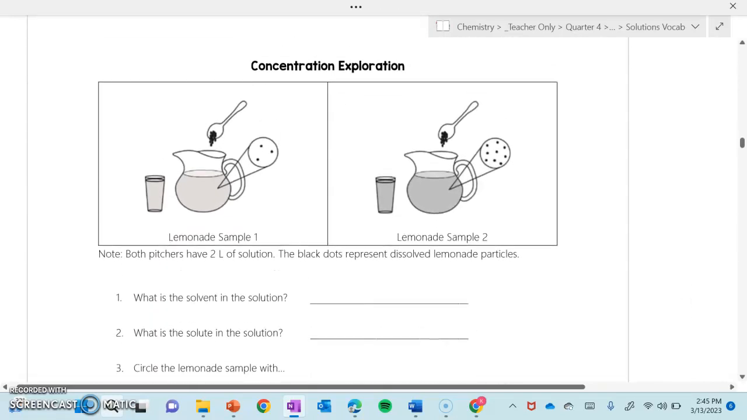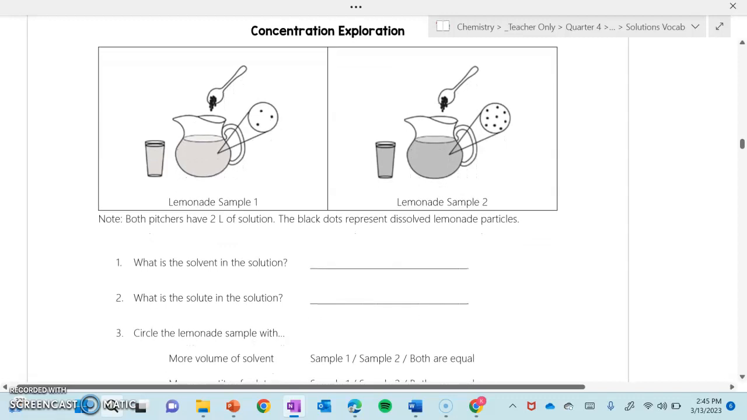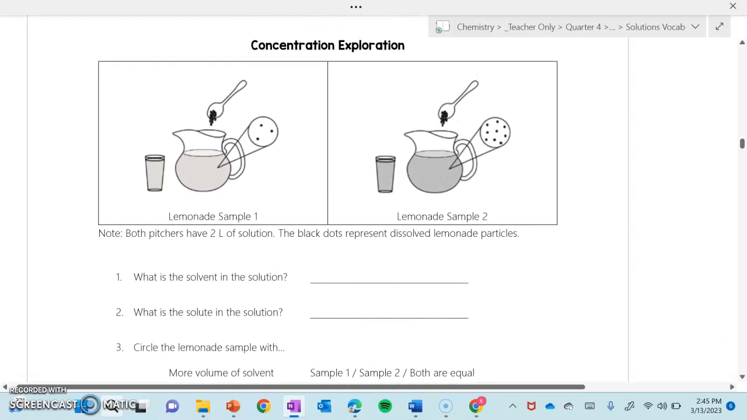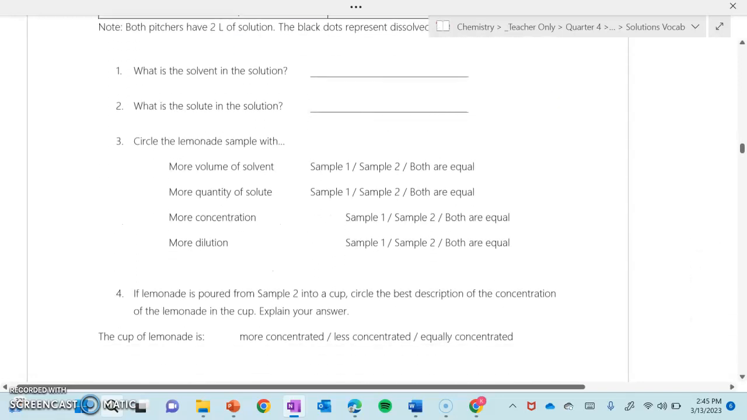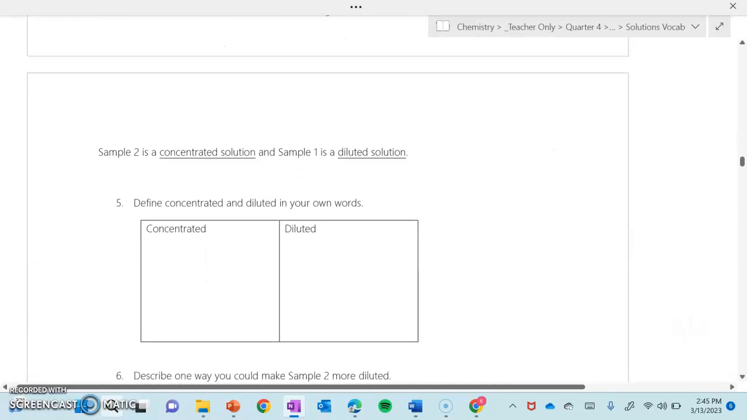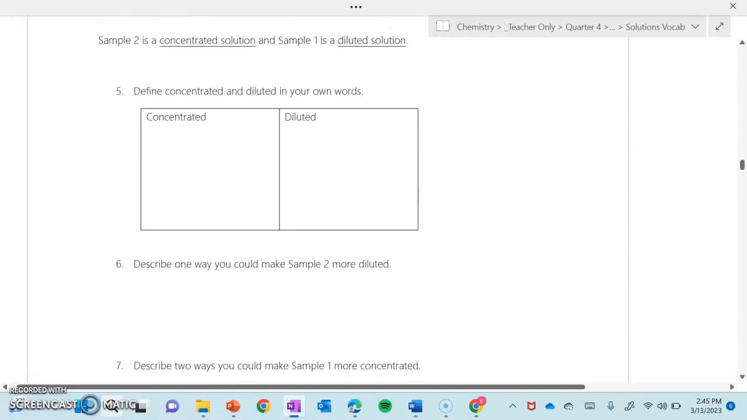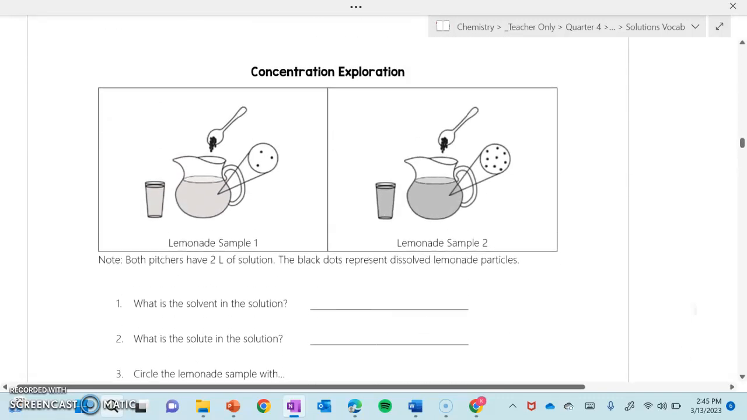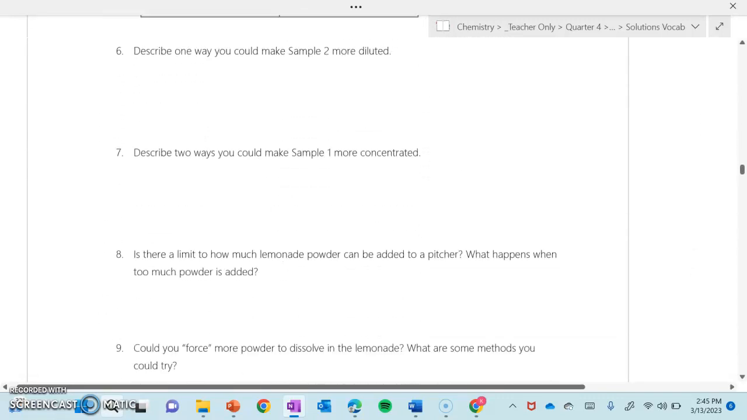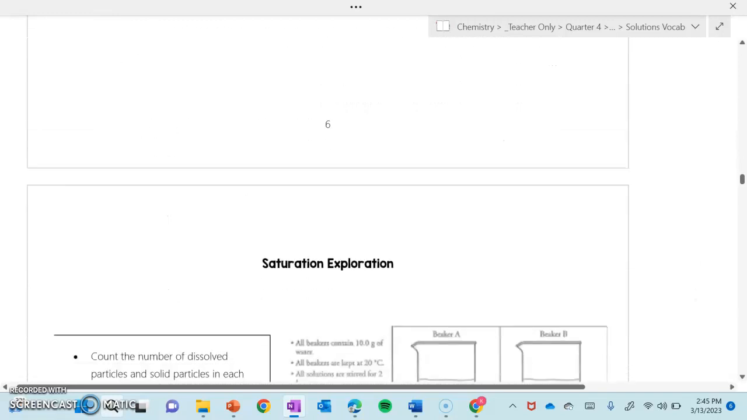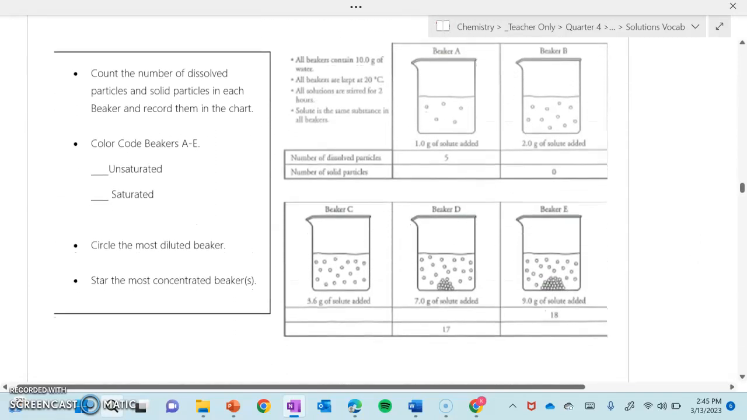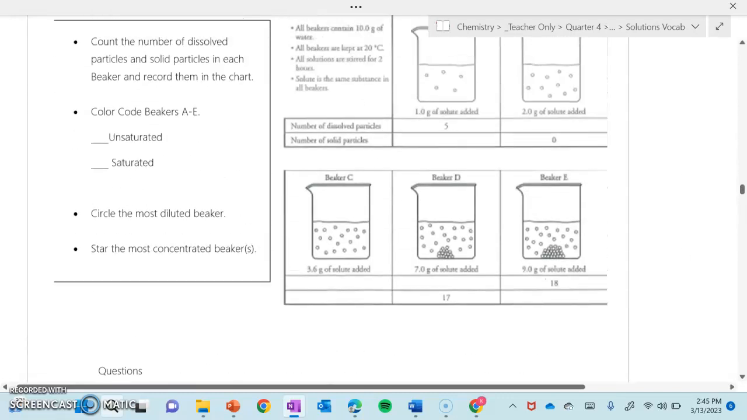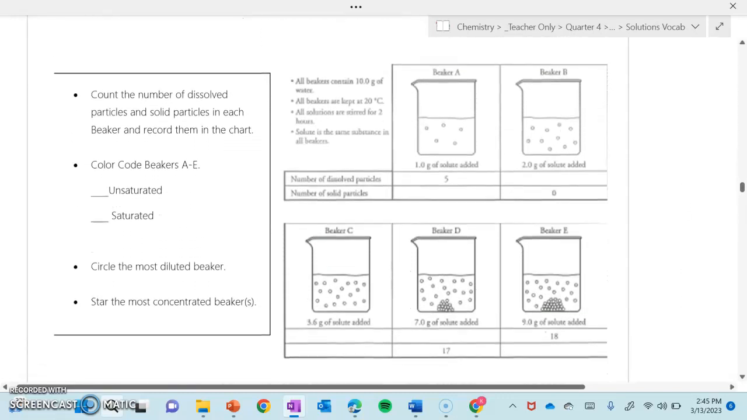This concentration exploration has to do with lemonade and looking at the amount of solute to describe its concentration and defining some terms. You should be able to walk through this. In number 5, you're defining these terms on your own based on what you see in this exploration, and then we will chat through this on the Zoom or on Friday, depending on the amount of time. And then the last page is page 7 for saturation.